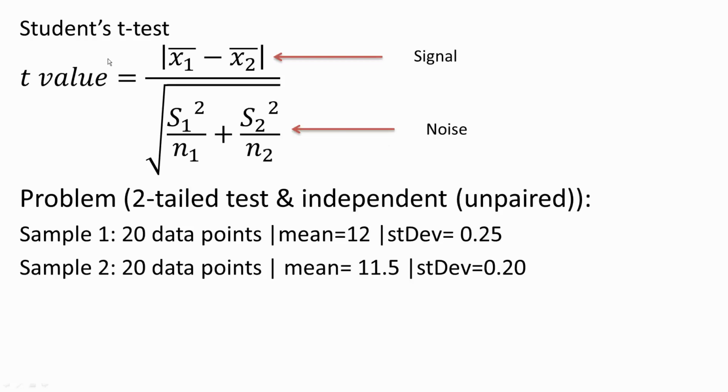In this video, we will go over Student's t-test. So the t-value is equal to this equation right here, which we will go over when we solve an example problem. The top represents signal, the bottom represents noise.